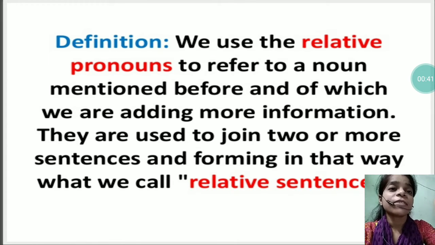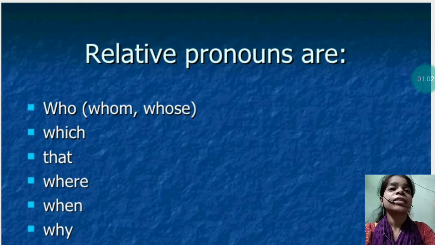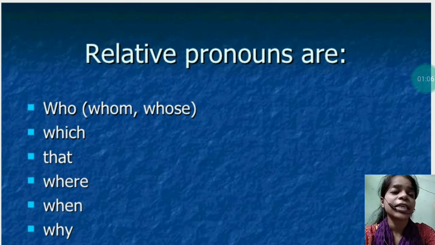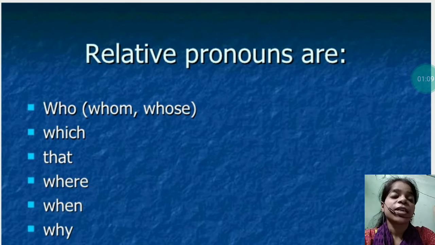Means a relative pronoun is that pronoun which shows the relation between the noun and the information provided. Means it clarifies that the information provided is associated with that particular noun. This is the list of relative pronouns: who, whom, whose, which, etc. From the next slide, we will learn about each and every relative pronoun.